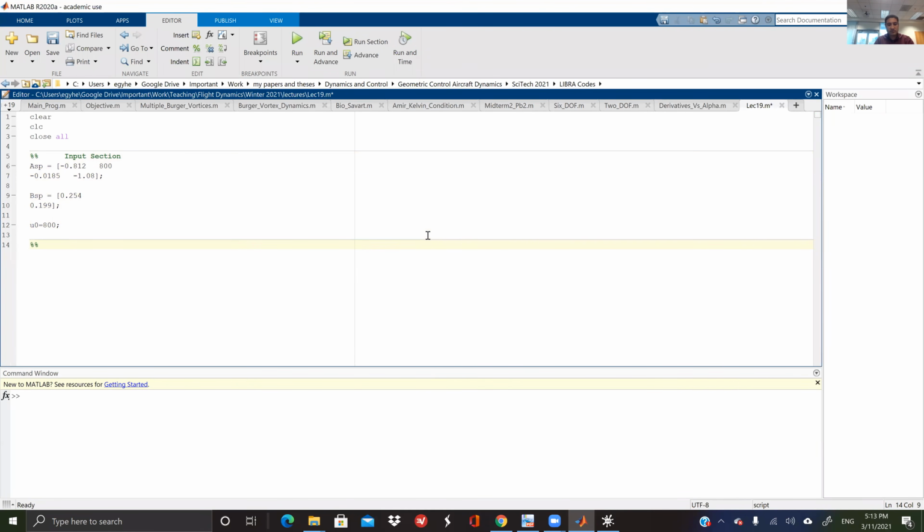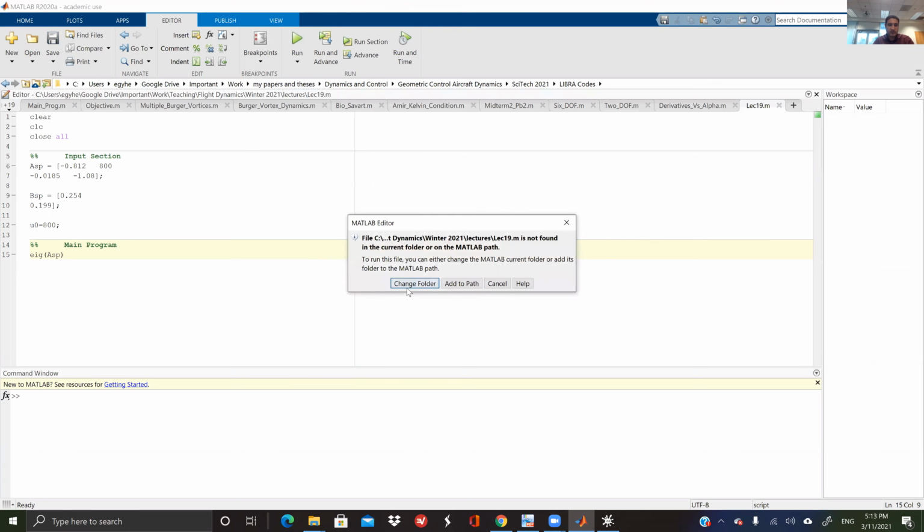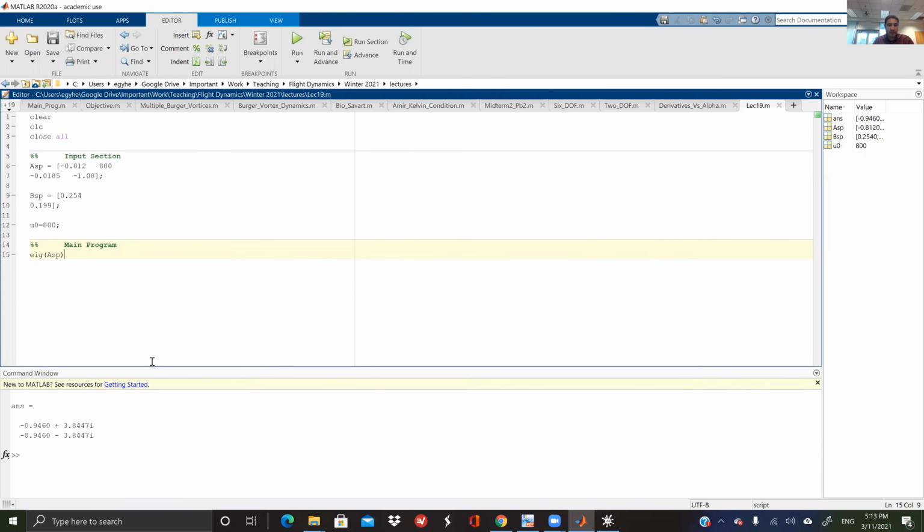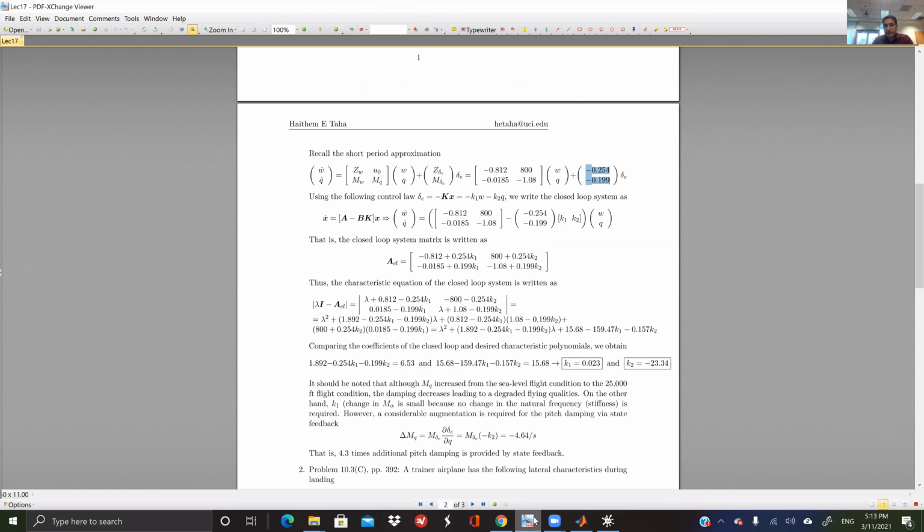Let's start a new section, which is maybe main program. If we want to look at the eigenvalues, okay, so here is the eigenvalues of the A matrix. And we run, you simply get your eigenvalues, the eigenvalues of the short period mode. So these are lambdas of the short period mode. We don't like them because when we analyze them, the damping ratio was small last time. So we want to analyze a flight control system.